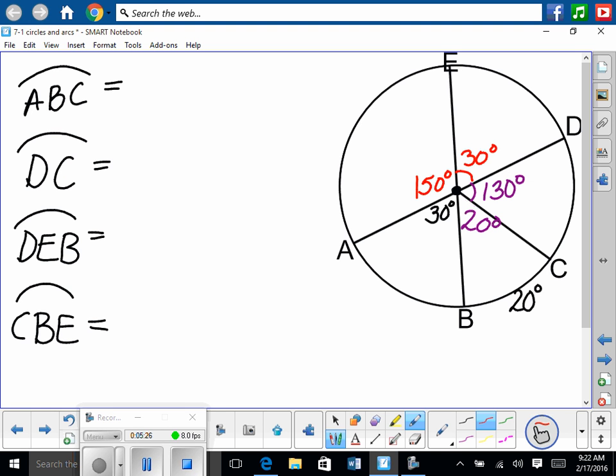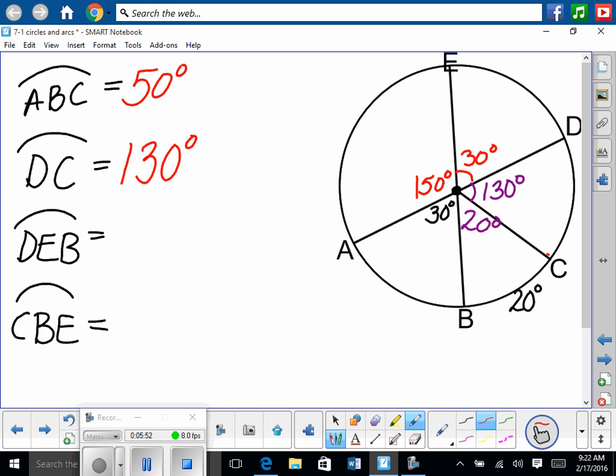So these are all central angles, so we know central angles equal their intercepted arc. So it says, what's arc ABC? That would be right here. What's arc ABC? 50 degrees. Does everybody see why? Okay, 30 plus 20 is 50 degrees. Okay, what's arc DC? If that's 130, then its intercepted arc is 130. It's a central angle. Very good.